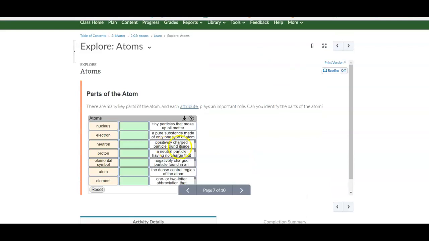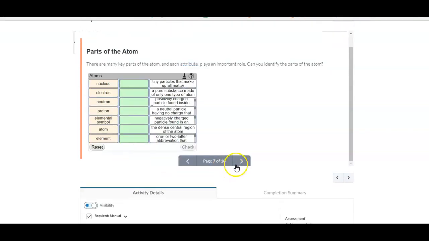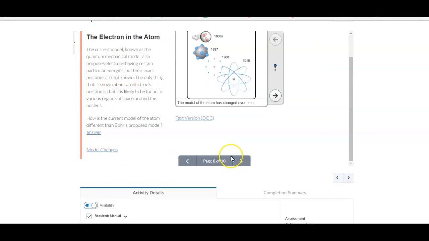Okay, parts of the atom. So here is an activity that you can do to go through and test your knowledge of some of these terms that we have talked about so far. The electron in an atom. So number 6, you could now answer it on the guiding questions. What led scientists to the discovery of the neutron? You can now answer that. And now we're looking at number 7. How do protons, neutrons, and electrons differ? Actually, you can answer that from the last slide as well. So that answer's on page 7.